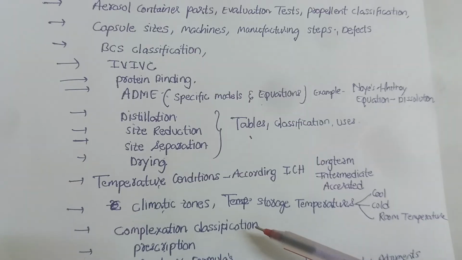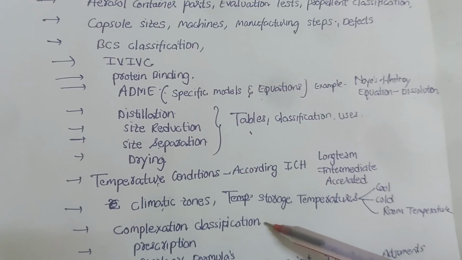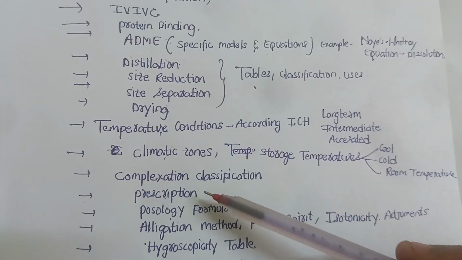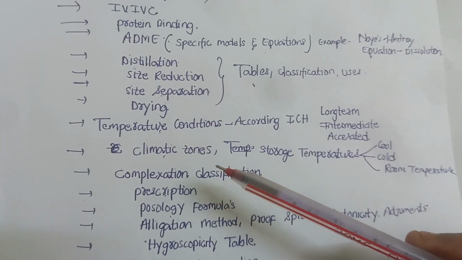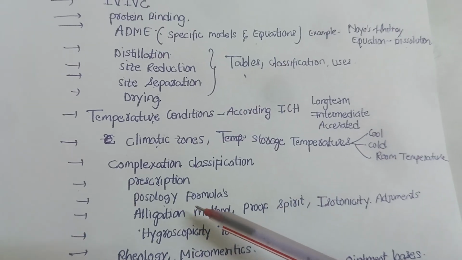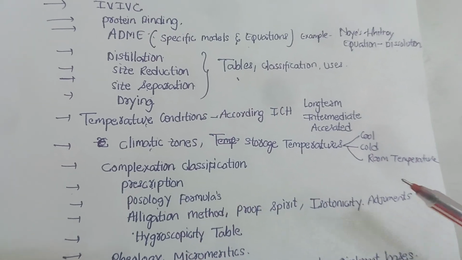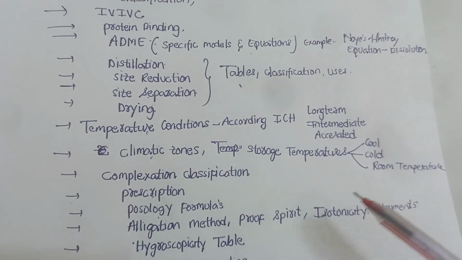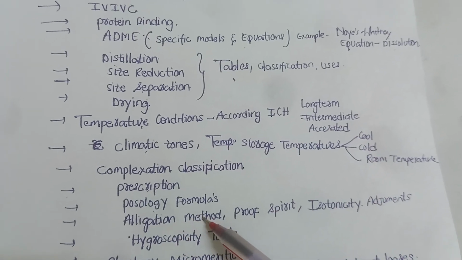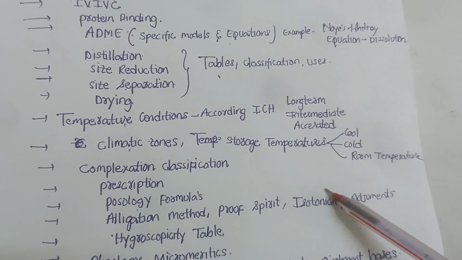And very importantly, the complexation classification, very important. And from pharmaceutics we have a prescription, all the parts of prescription, and the posology formula is very important, and the alligation method, proof spirit, and isotonicity adjustments, very important. So one question will come from this line: alligation method, proof spirit, and the isotonicity adjustments.